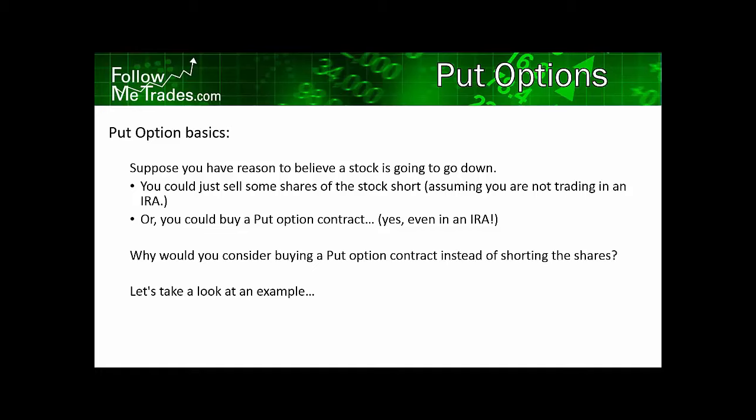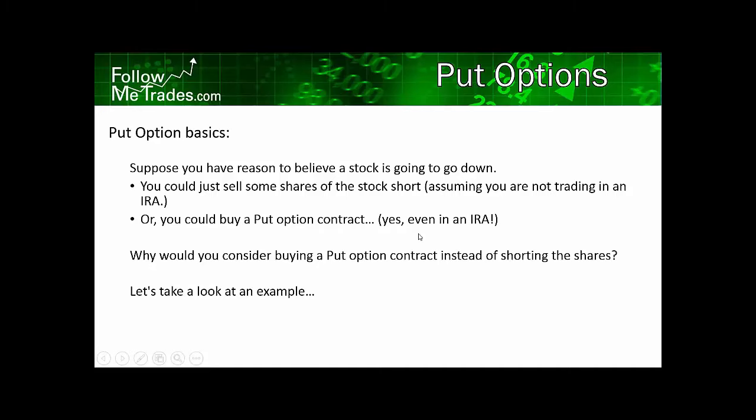Say you think a stock is going to go down. You can just sell some shares short, and that's a more complicated transaction. That's a margin transaction, and you're not allowed to do that in an IRA, by the way. You cannot sell stock short in an IRA, which is really a drag if you want to trade the market both directions.